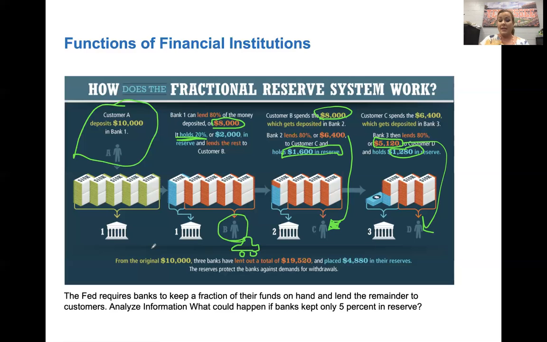So you can see just in 3 transactions here, we have lent out a total of $19,520. We've placed $4,880 in reserves, but this original guy still has his $10,000. It's like a domino effect because when D pays back his loan, that pays back C, then that pays back B, then that pays back A, and everybody's made interest on it along the way. Everybody's made some kind of money and gotten some kind of benefit.